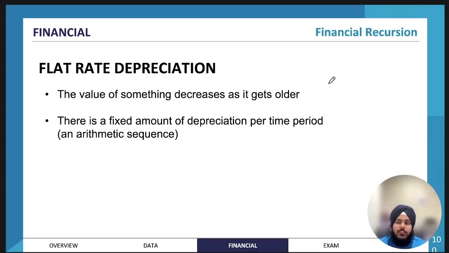Okay. So now we'll go over the different types of depreciation. Depreciation is essentially where the value of something decreases over time. For flat rate depreciation, it's going to decrease by a fixed amount in each depreciation period. And this is therefore going to be an arithmetic sequence because it's decreasing by the same amount each period.